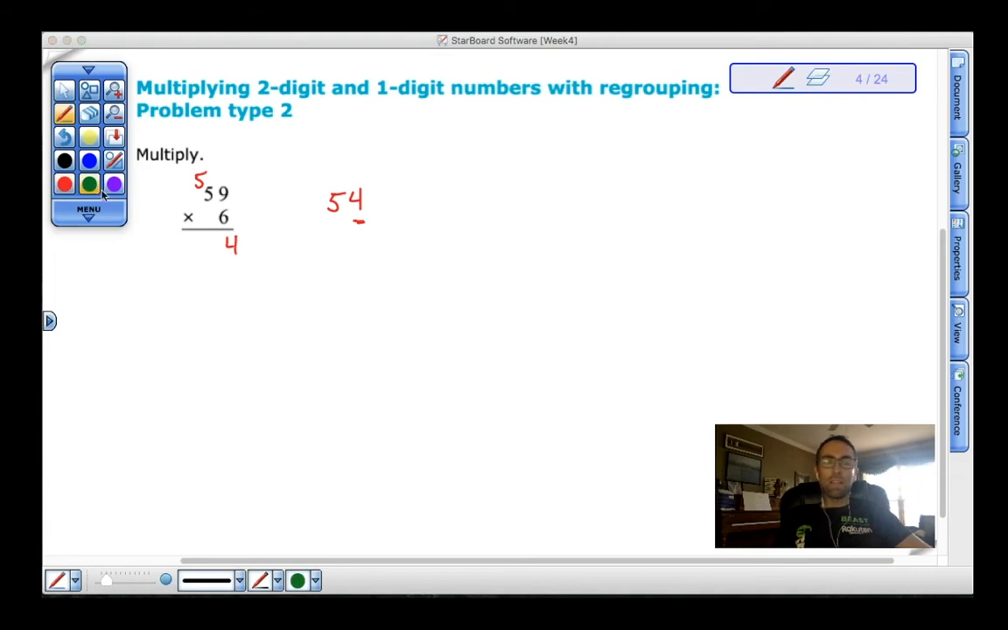Then the next problem I'm going to work on is going to be the 6 times 5. And 6 times 5, I get an answer of 30. But I have to add this 5 onto it to where I get 35. So I'm going to put this 3 and the 5 down just like that. And I'm done. 354. I'm going to do another example before you try one on your own.